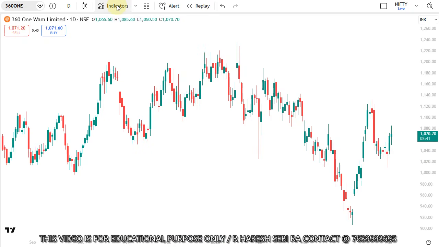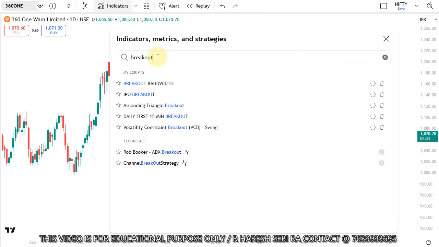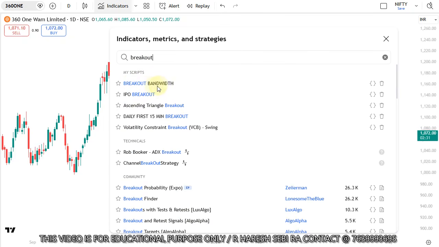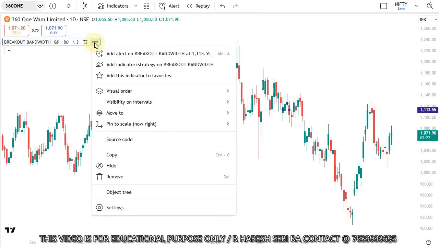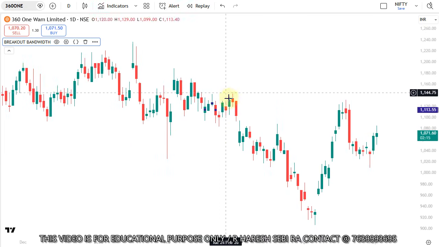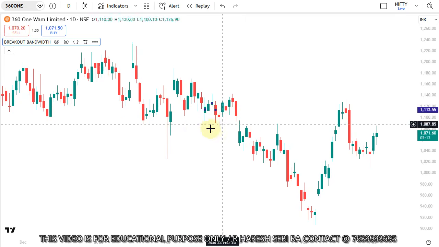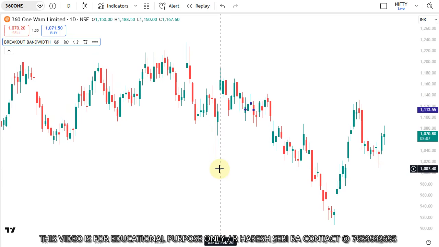Users can go to the indicator section and type here in technicals, type as breakout. So you will see an indicator named breakout bandwidth. Click on that. So you will get the indicator plotted here, and then go to the three dot button, visual order, and click on bring to front. Once you click it, you can see there is a blue circle plotting on the candles. So this is the consolidation area marked on the candles itself.